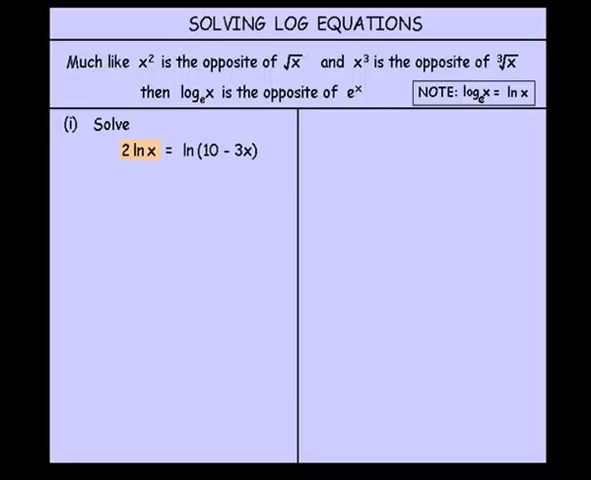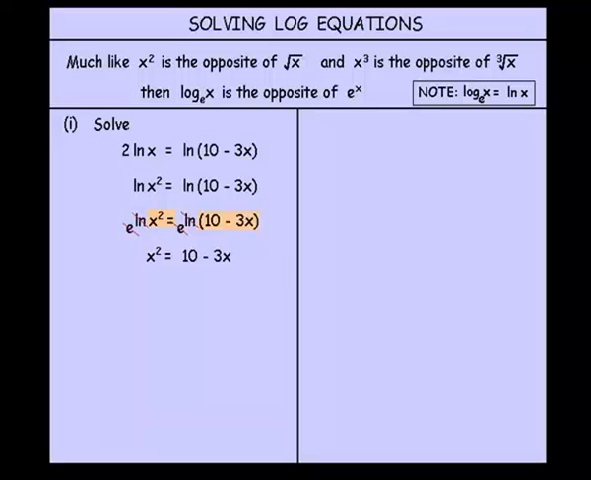The 2 log x can be rewritten. We can take that 2 from the front and we can put it up as your indice. So we can have the log of x squared on the left side equals the log of 10 minus 3x on the right. The reason we did that is that now we can get rid of those logs. To get rid of those logs we put an e there, an exponential, and the e will cancel out with a log on both sides. e is the opposite of log. So what are we left with? We're simply left with x squared equals 10 minus 3x.